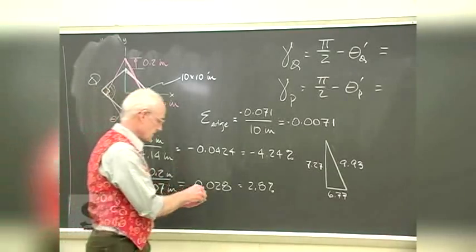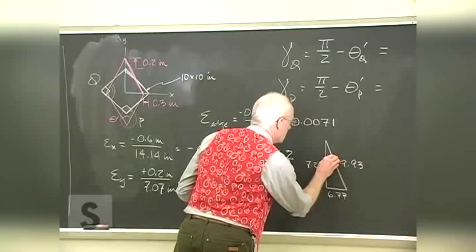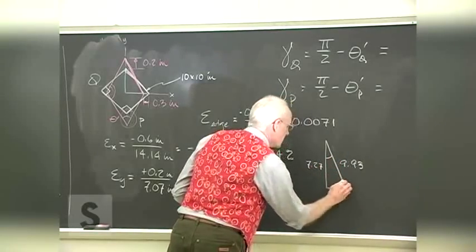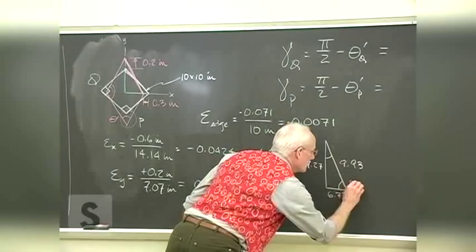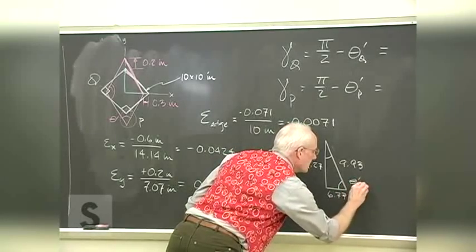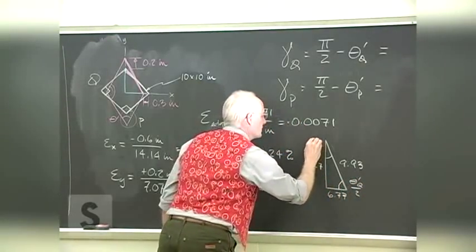I didn't give it much thought, so. So we can even use this drawing, then. These angles here are half of the theta angles that we need. This one being Q, and this one being P.